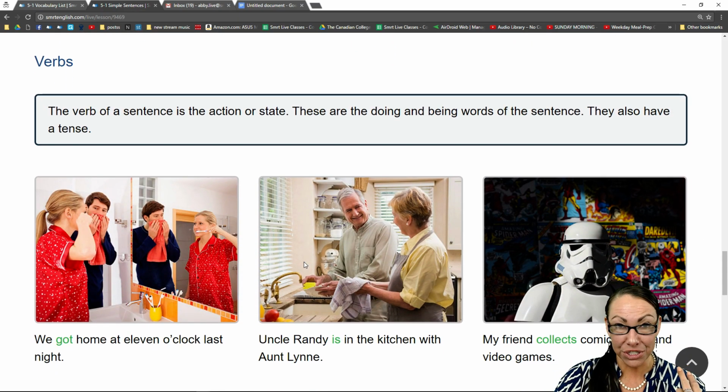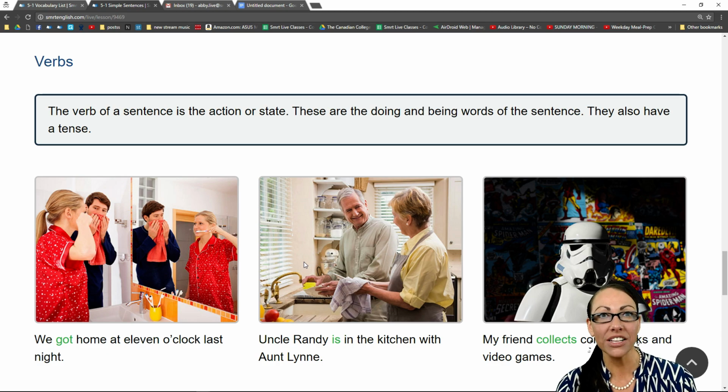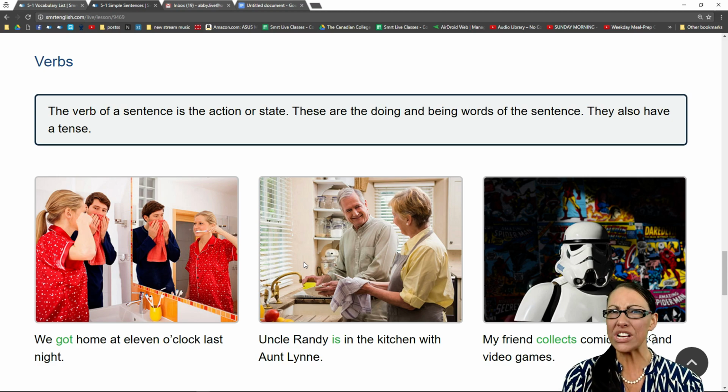So with our verbs, we know verbs are action words. The verb of a sentence is the action or state. What that means is these are the doing and the being words of the sentence. And they also have a tense. So we know that tense means when it took place or when it will take place. Which tense are we talking about? Our first example, we're talking past tense. This is in the past. It's already happened. It's already taken place.